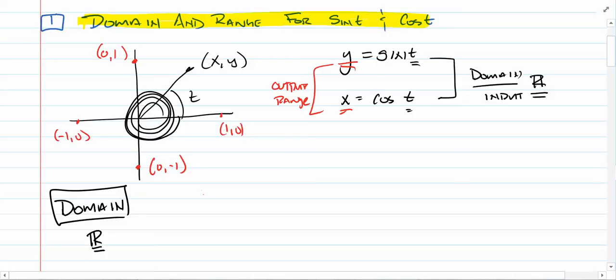So for both cosine and sine, the range will always be between -1 and 1. Those are the extreme outputs we could possibly have. So you can see, domain for sine and cosine: all real numbers. Range for sine and cosine: stuck in between -1 and 1, and they are included. Both -1 and 1 are included. That's why I have brackets there for that.